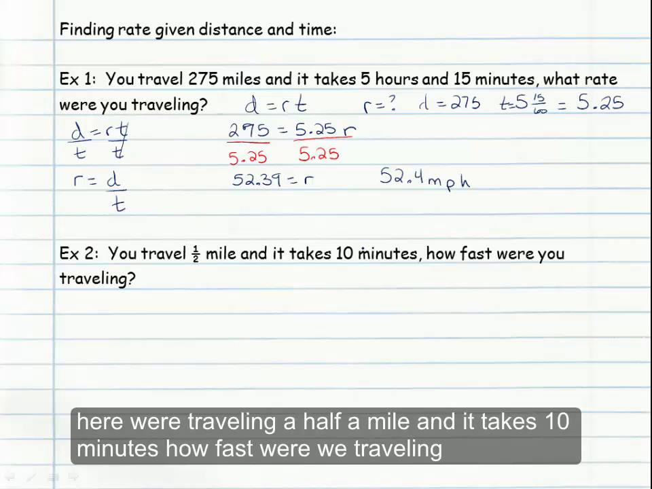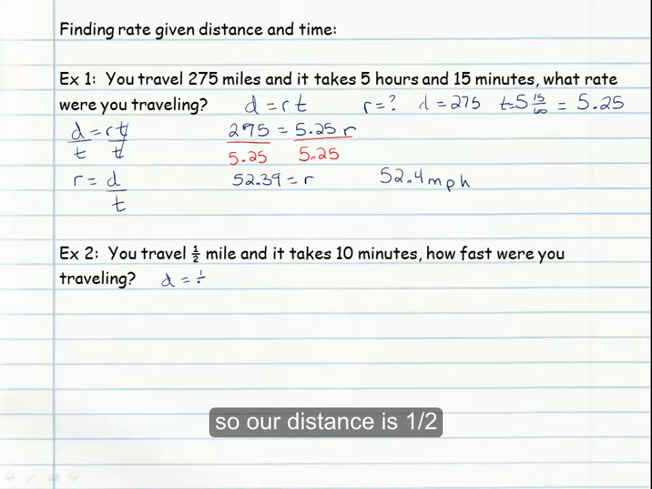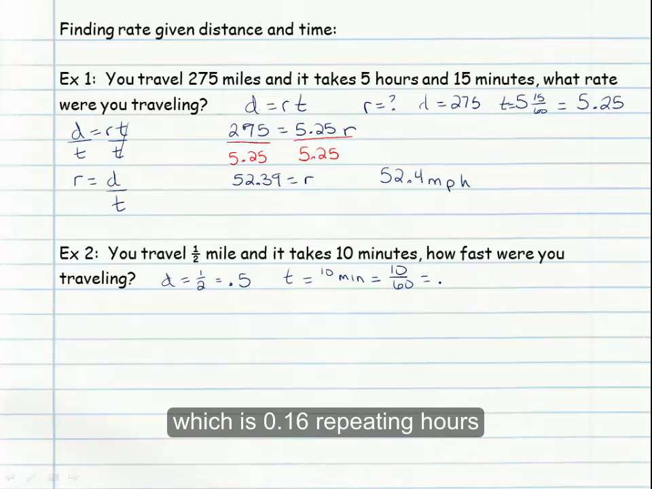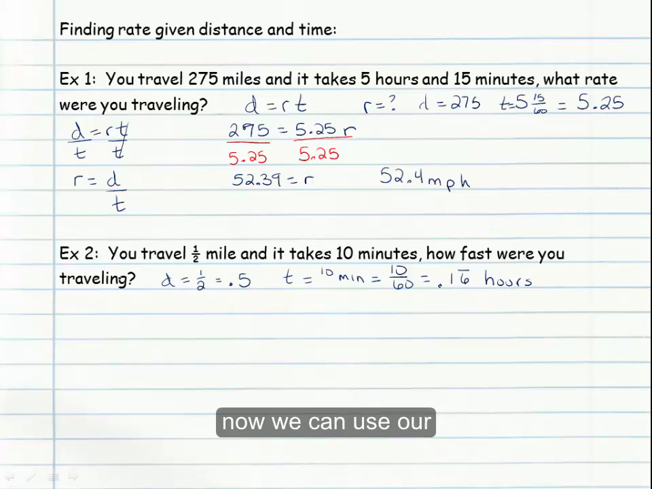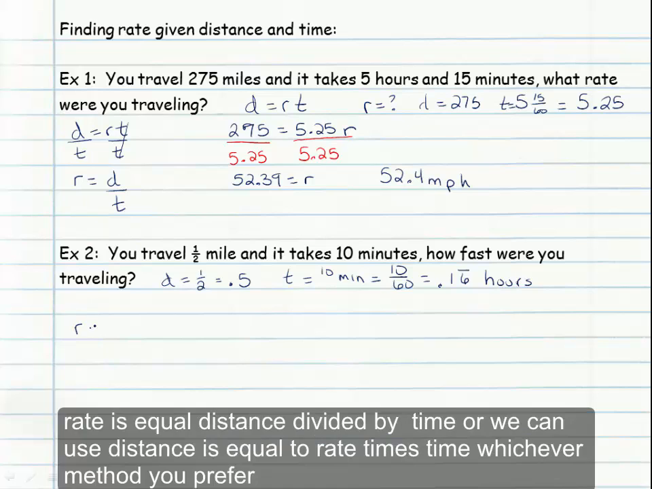Here we're traveling a half a mile and it takes 10 minutes. How fast are we traveling? So our distance is 1/2, which is 0.5, and our time is 10 minutes, which is 10 over 60, which is 0.16 repeating hours. Now we can use our rate is equal to distance divided by time, or we can use distance is equal to rate times time, whichever method you prefer.